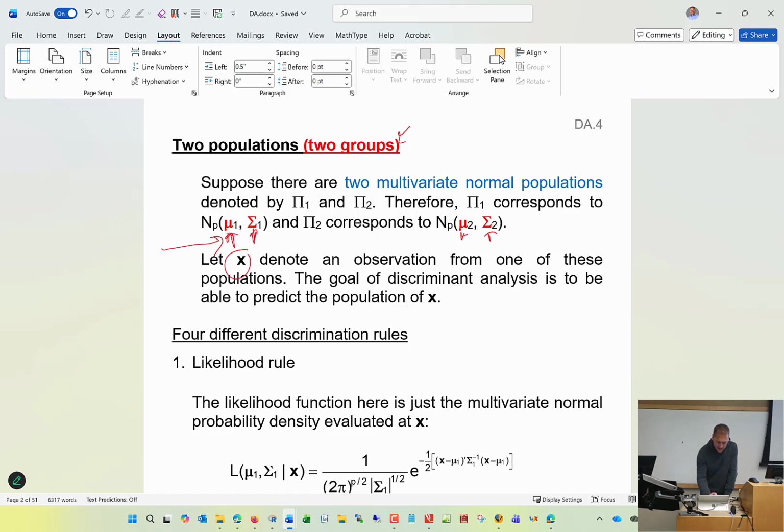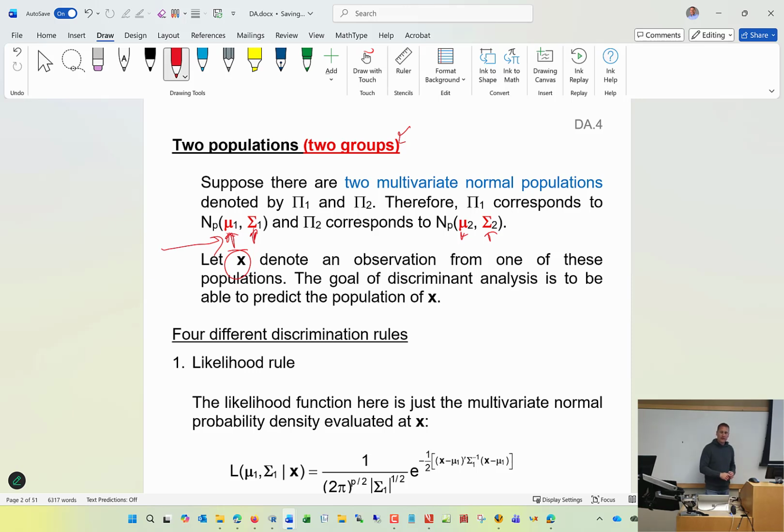Suppose x, then notice that's bolded, denotes an observation from one of these populations. And the ultimate goal of essentially what we're going to be doing for most of the rest of the semester is that we want to be able to predict, or let's say classify, x as coming from population 1 or population number 2. So let's look at ways now we can do that.